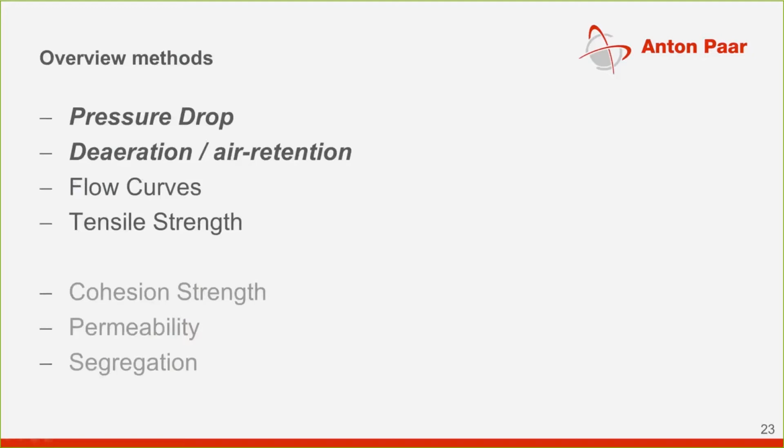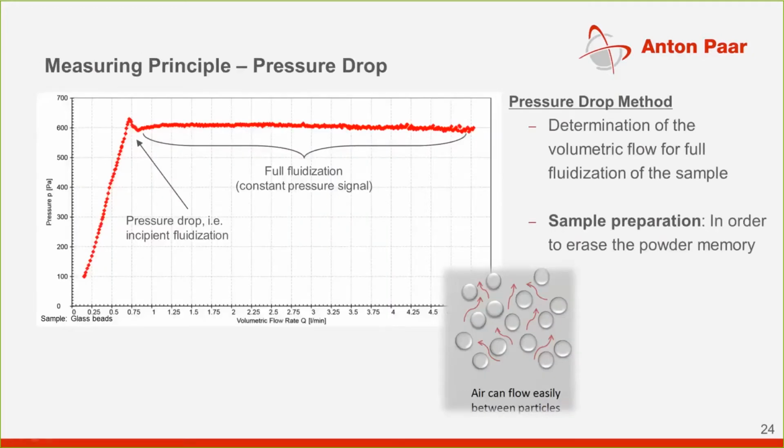So let's start with the pressure drop. The pressure drop is generally used to either determine the volumetric flow, so the gas flow for full fluidization or incipient fluidization, but this is also to find out the airflow necessary for sample preparation, because if a powder is fully fluidized, it's possible to erase the powder memory. So the intrinsic stresses that are on the powder by filling the powder into the powder cell and so on, these can be removed by fully fluidizing a powder.